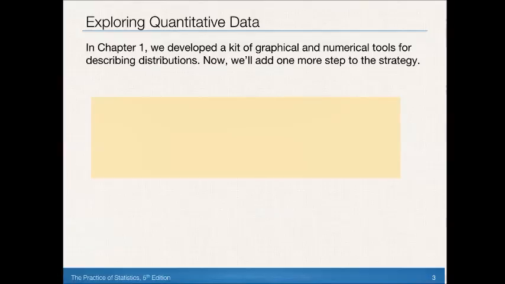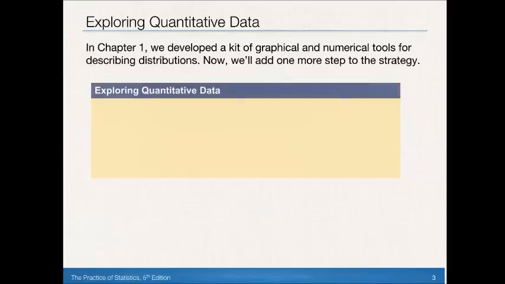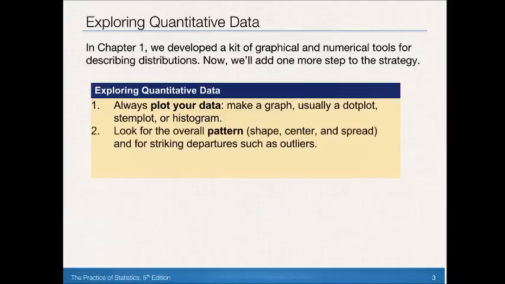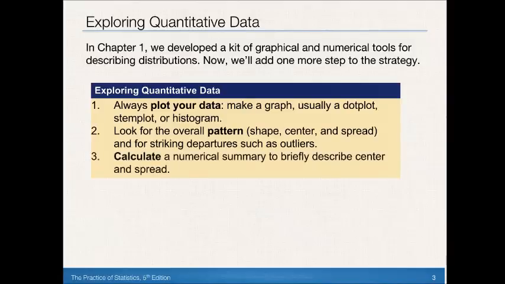So in Chapter 1, we developed a kit of graphical and numerical tools for describing distributions. Now we're going to take one more step. So here are the steps for exploring quantitative data. You should always plot your data. You make a graph, a dot plot, stem plot, histogram, whatever, something that's going to give you a visual of what to look at. You're going to look for an overall pattern, the shape, center, and spread. So you're going to describe that. And of course, then you're going to mention any outliers that may be there. And then you're going to calculate a numerical summary to briefly describe the center and the spread.